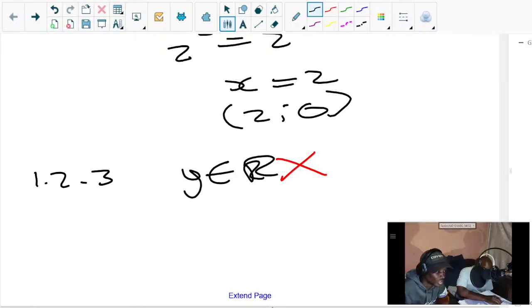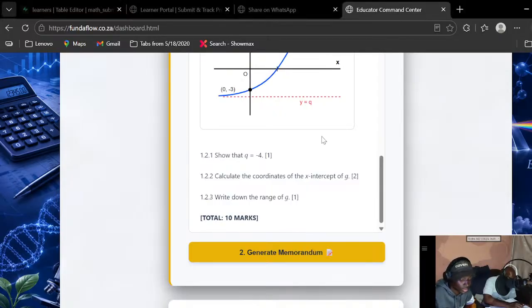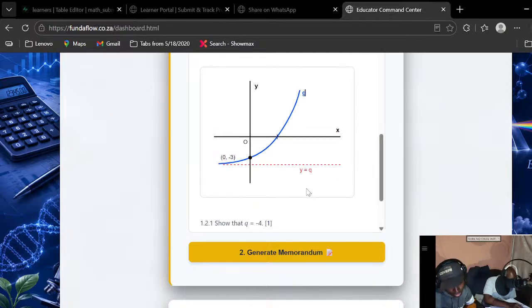Okay, let's go to our function. If you look at the diagram, just after -4, after the vertical line, do you see any graph? I see nothing. It stops. It means there's no possible Y values after that. So we can't use the fact that Y is an element of all real numbers, because there's no graph after Y equal to -4.